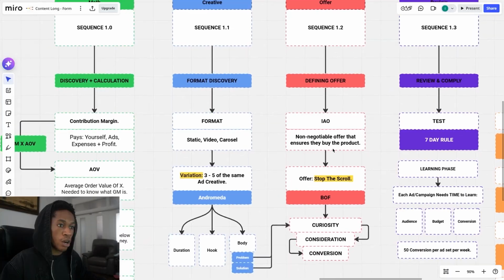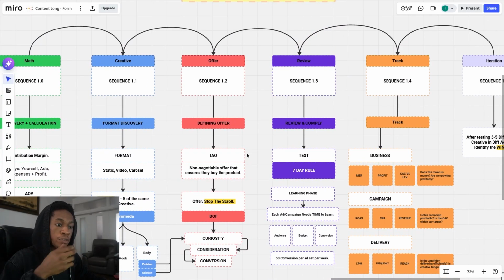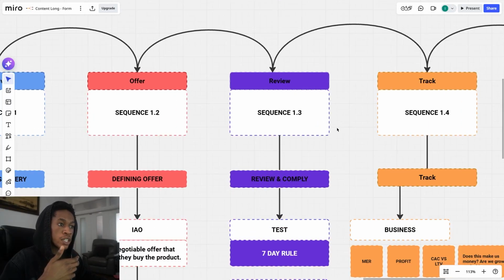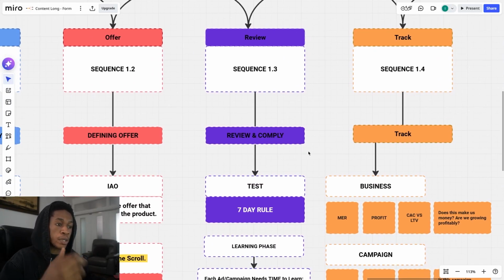Once we've defined the offer and once we've established these 3 things, this is when we do the review, because during the offer phase, the ad is already running, right? So the next step in the sequence is to review. We need to review and comply. One of the biggest issues people tend to have when they're running ads is that they run ads and then they take them off real quick.